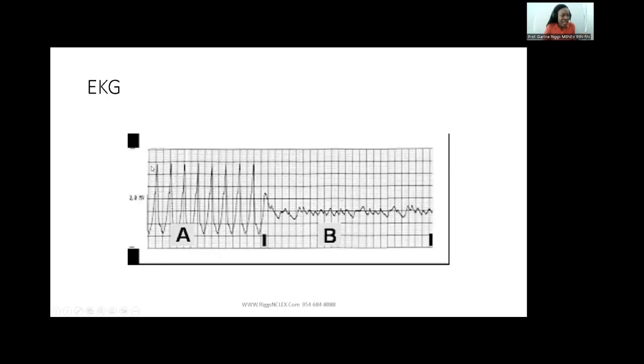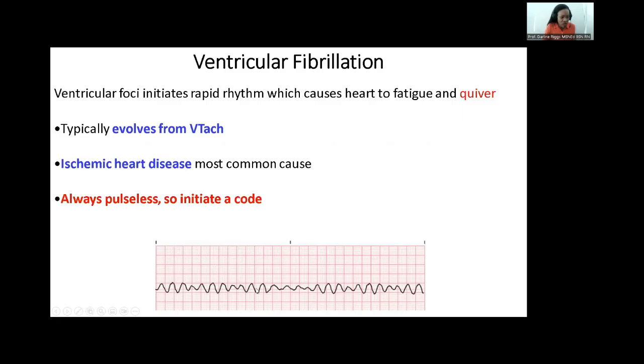So this is a VTAC client, if ignored, goes into VFib. You see how VTACs are tall? That's a great way to ID that strip. They're tall. VFibs are not. Look at VFib. They're not tall. And I don't know how you want to describe this, but the moment you see it, you should be able to ID it. The heart is not beeping.